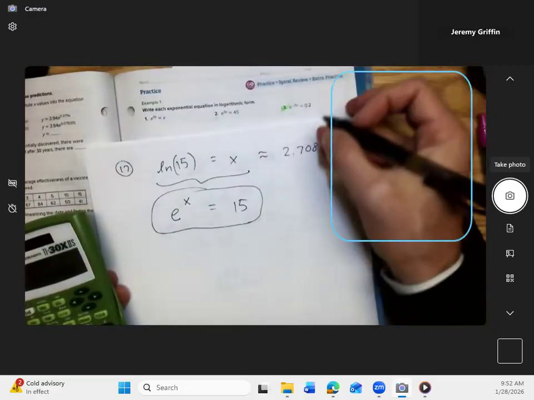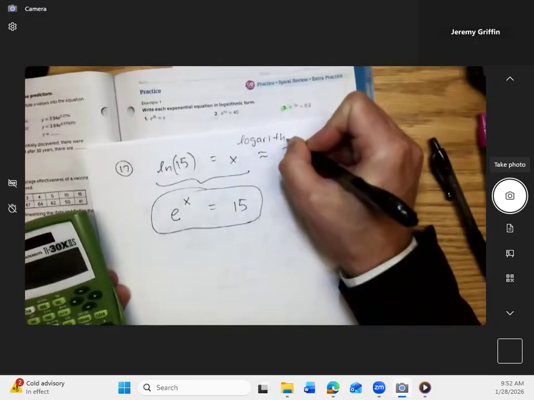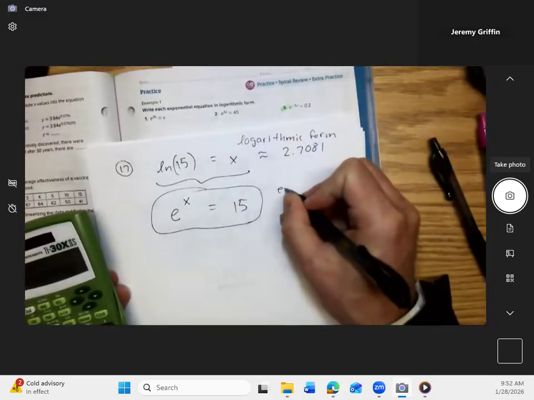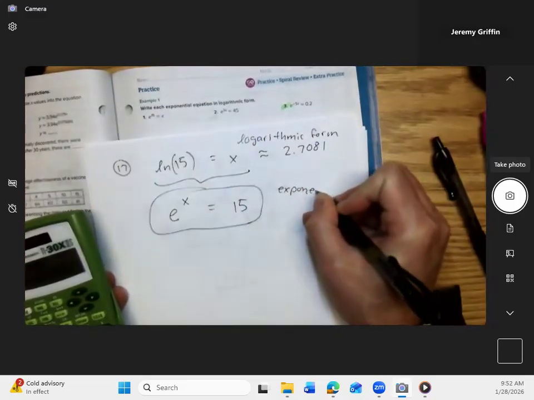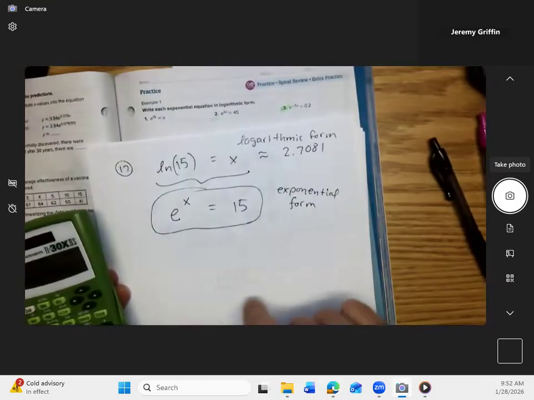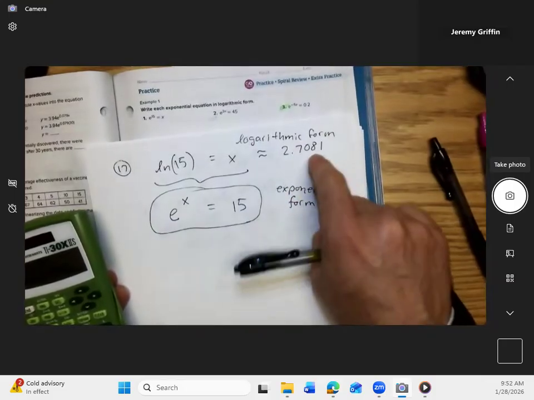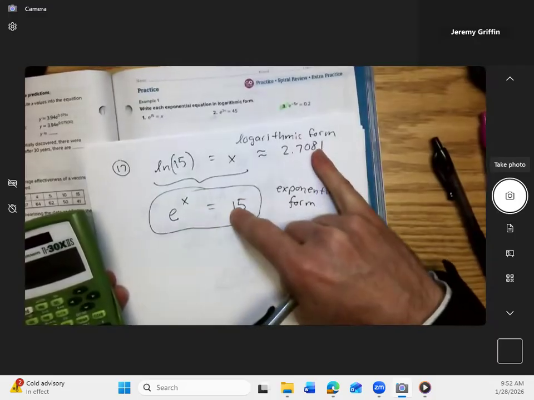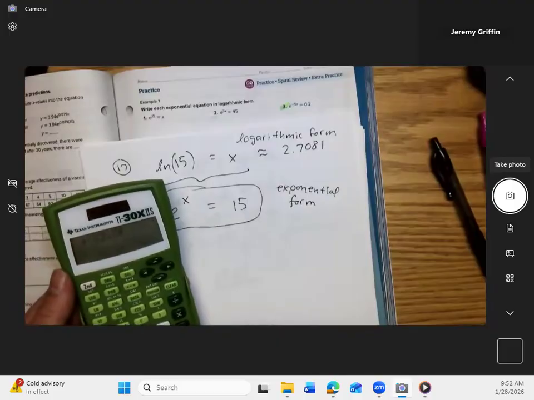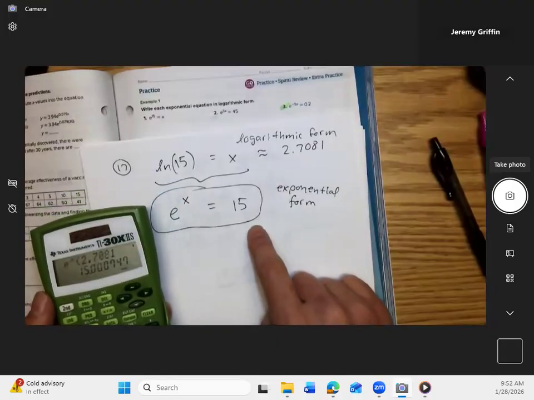So the top form is called logarithmic form, and this bottom form is called exponential form. Okay. Now I did get a decimal approximation for x, so let's plug that into this final answer and see if it gives us 15. Let's see. So e to the power of 2.7081. Yeah, it is. It's 15.